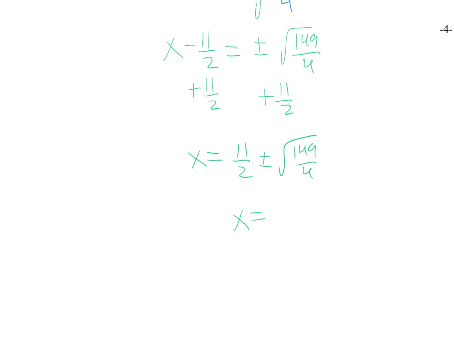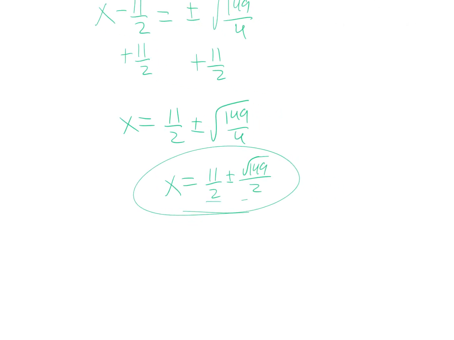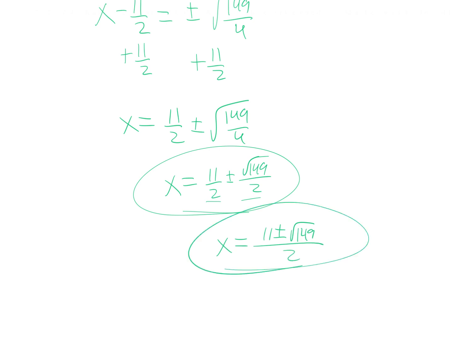So we get x equals 11 over 2 plus or minus, and then 149 and 4, you can split those up, so we get square root of 149 over the square root of 4, but the square root of 4 is just 2. So this is our final answer. Now, since they have the same denominator, you could also write it as one single fraction, square root of 149 all over 2. That works as well. Both of these are equally correct.